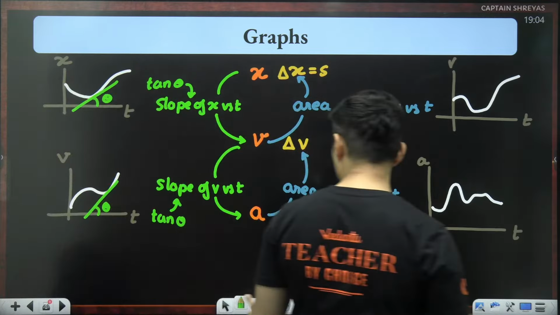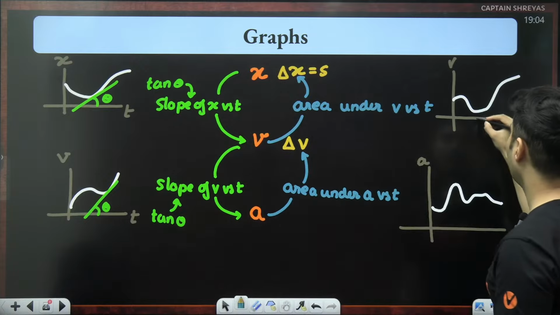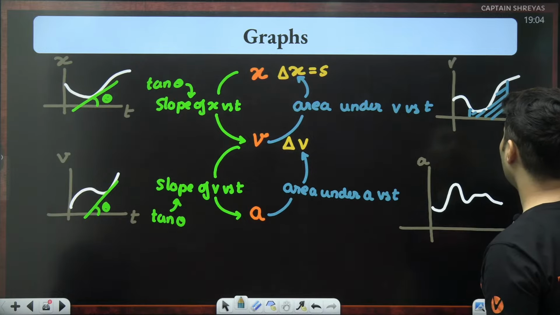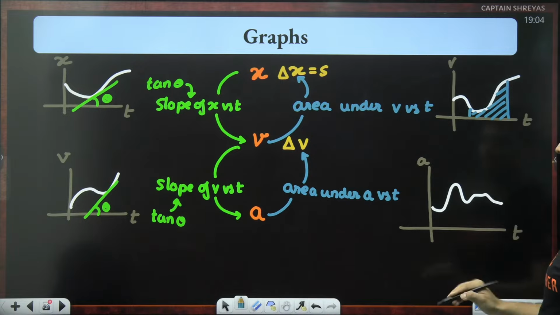Here, in this case, you are going to find the area under the graph. So you will be basically integrating it from some time to another time. That's it, guys. So you will be just trying to find the area under velocity time. That will give you the displacement.